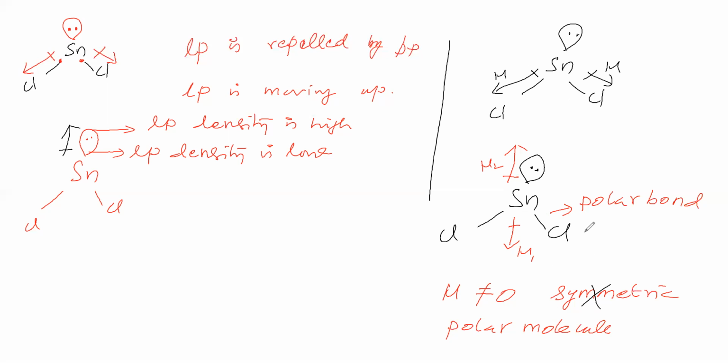We said that due to the lone pair this molecule is not symmetric, but in some cases molecules have a lone pair and even then are symmetric. That is also possible. One example is xenon tetrafluoride, which is a symmetric molecule. Now, here the SnCl2 bond is polar, and the molecule is also a polar molecule. The molecule is not symmetric because of the lone pair present on tin. Next, we will take ammonia.